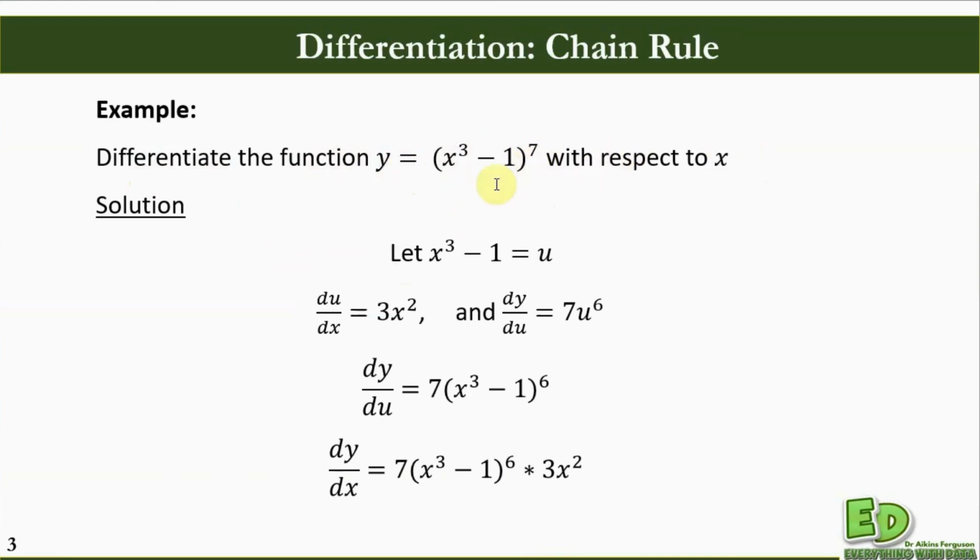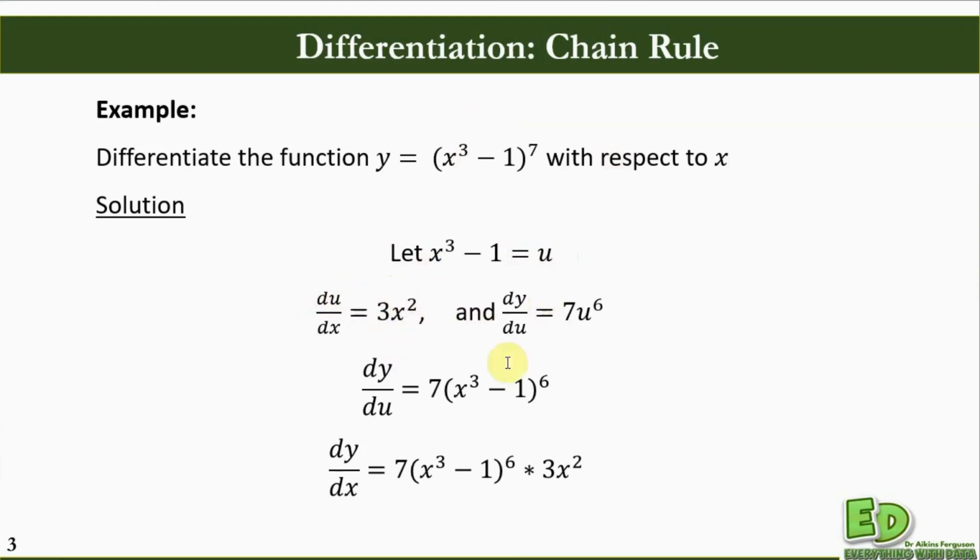Differentiating y with respect to x. As I said earlier, one of the functions will be represented with u. Which of these functions? It is the one in the bracket, x cubed minus 1, which is the inner function. The power 7 here is an outer function. So this is the composite function I was saying. So let x cubed minus 1 be equal to u. You find the differential of u with respect to x, that is du over dx, which will give us 3x squared.